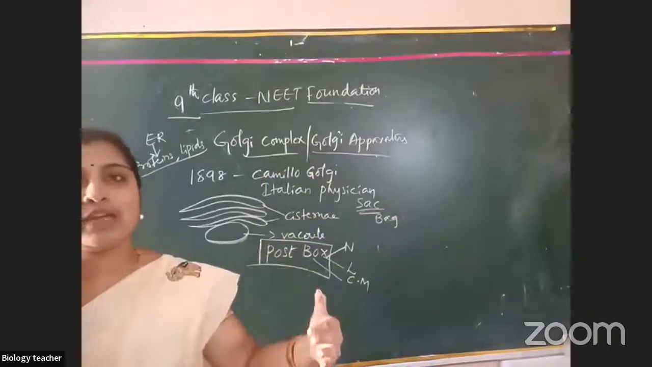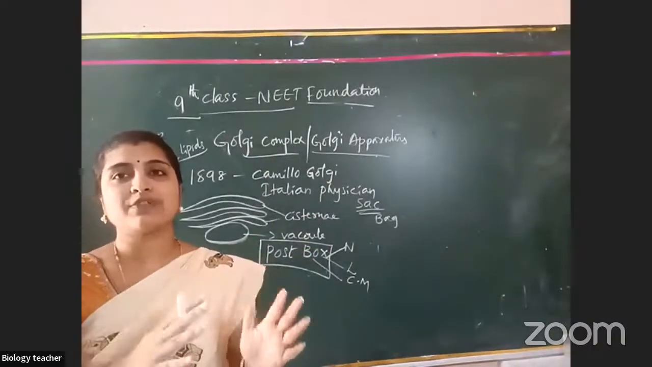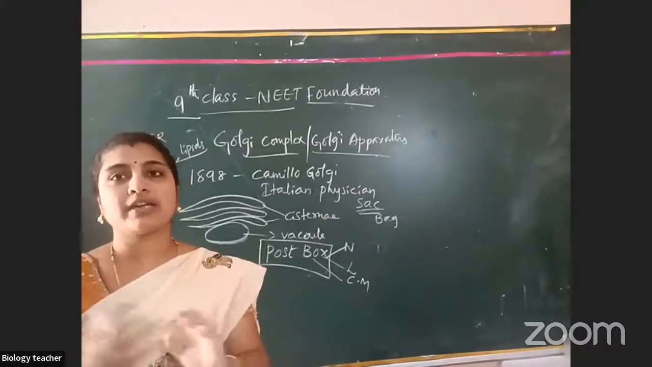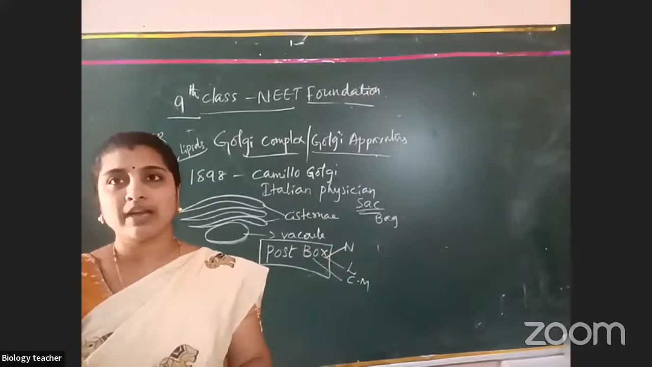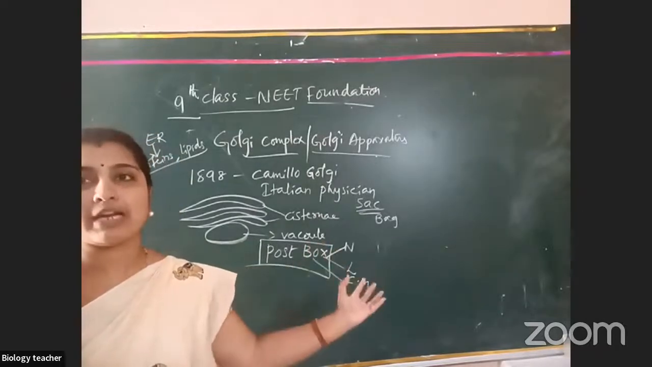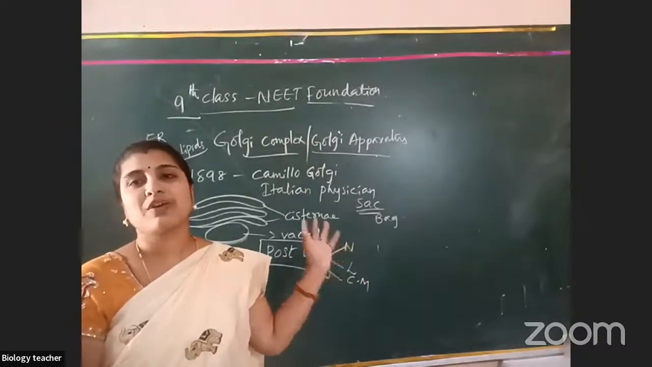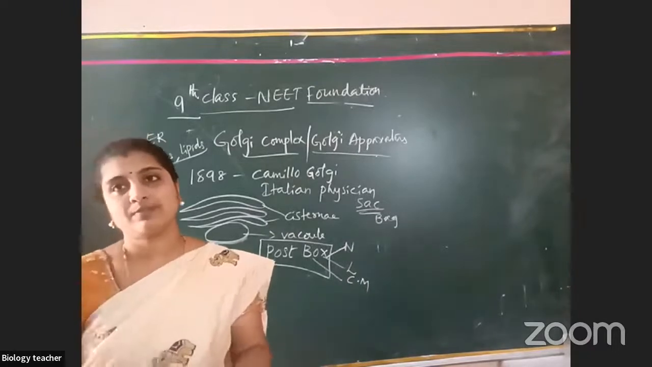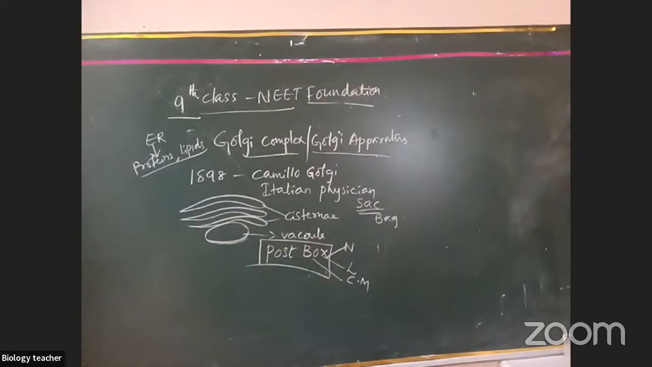I again repeat, the endoplasmic reticulum will produce lipids and proteins that should be transferred to various parts. In the cell, many organelles are present, but all of them don't need proteins and lipids. Where they are needed, they will be transferred. Before transfer, they will be packed by the Golgi complex and transferred to various parts by the Golgi complex only. So the main function of the Golgi complex is to pack and transfer. Please note it down.